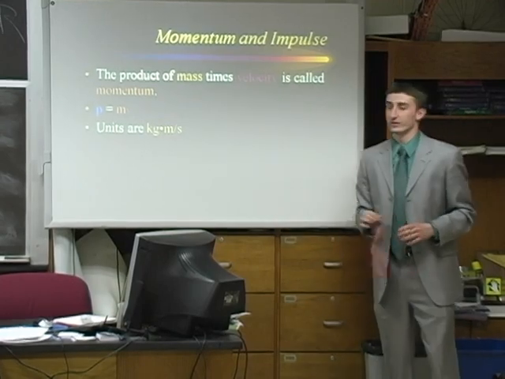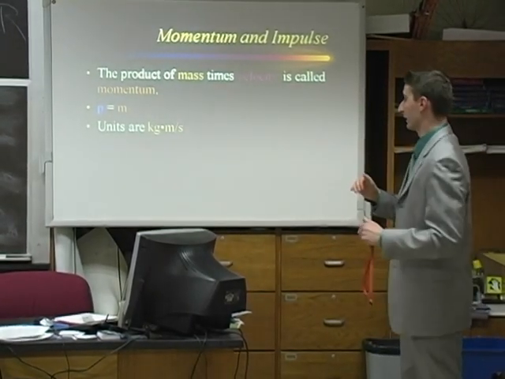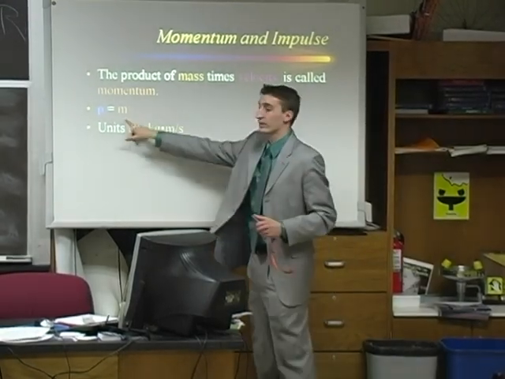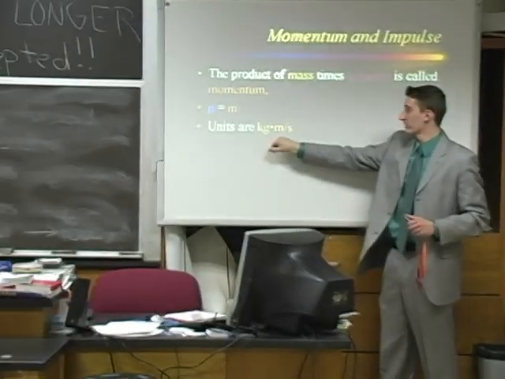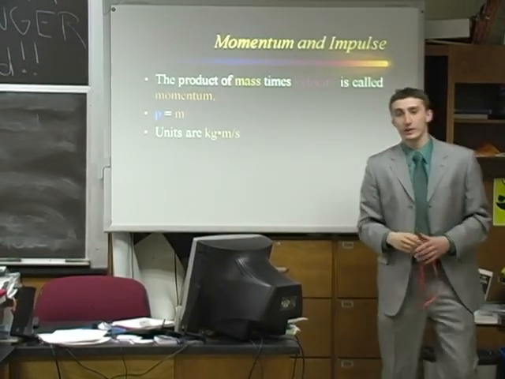All right, and the units. The units are going to be kilograms times meters per second. All right, you see that? Because mass is always given in kilograms. Velocity is in meters per second. So we just multiply the two, and that's our units.